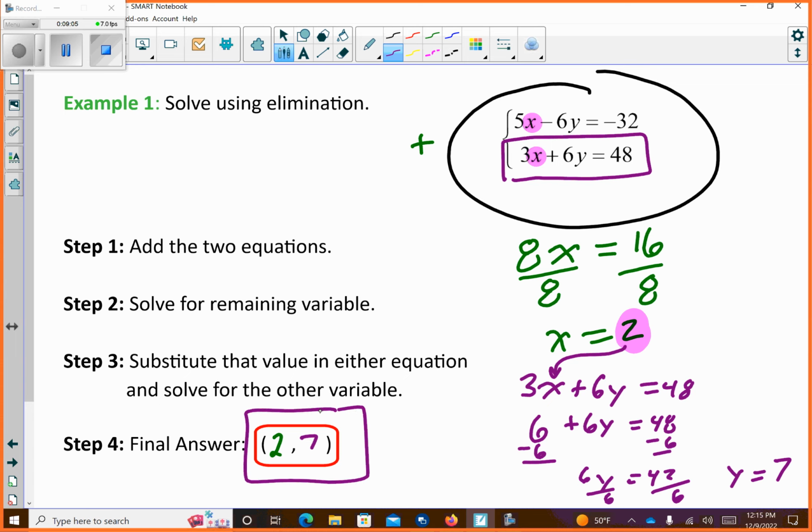Okay, so elimination works when your x's and y's are both on the same side, and it really works well when you have a totally opposite x or a totally opposite y. Doesn't that kind of look nice and neat?